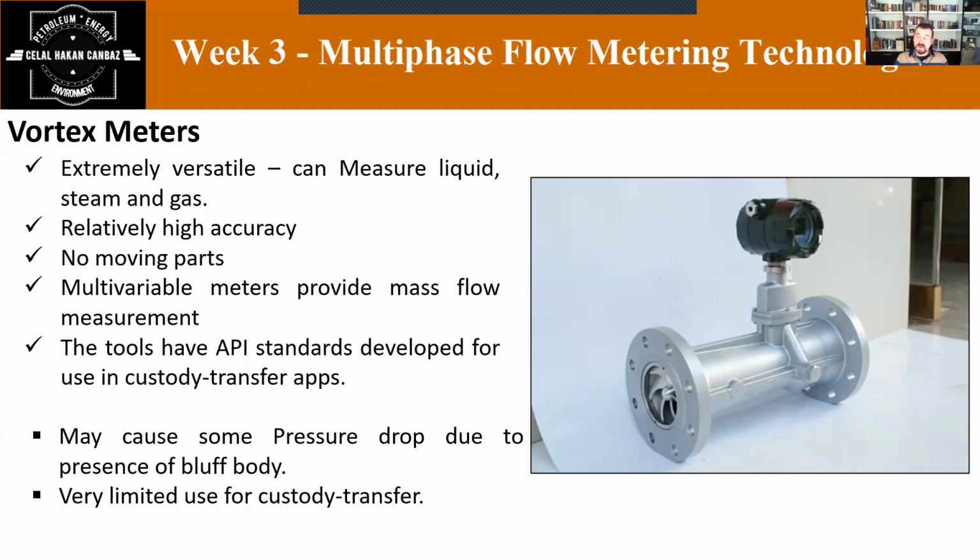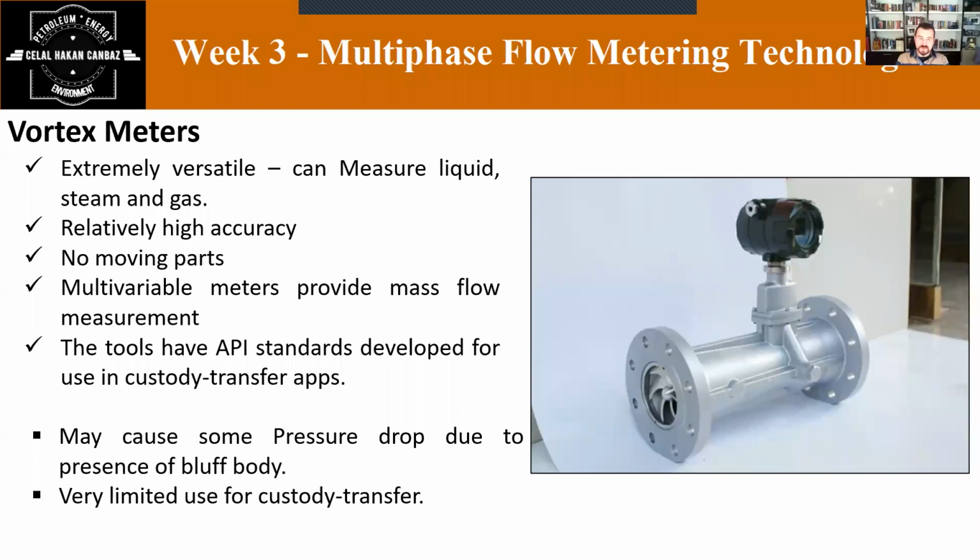It gives relatively high accuracy compared with the others. It doesn't have moving parts, so it has a simple design. This is a very good advantage. Also, multivariable meters provide mass flow measurement. The tools have API standards developed for the use of custody transfer. This is an important one, because when you use these standards, you decrease the risk of having any problem on your device. So this is a good one.